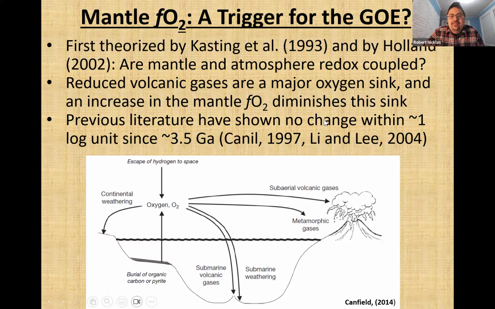Previous literature has examined this idea, most notably Kump et al. 1997 and Lee 2004, who found no more than 1 to 2 log units of change in mantle fO2 since 3.5 Ga. But we wanted to look at this on a finer scale.